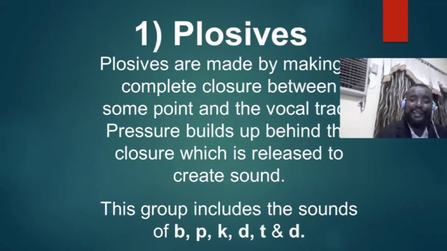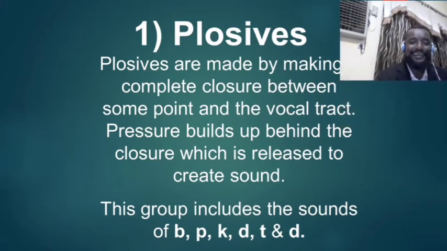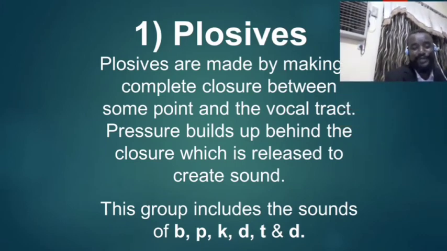Plosives are made by making a complete closure. Closure comes from close. So, some point in the vocal tract, okay? Pressure builds up behind the closure, which is released to create the sound. To illustrate this, the plosive group includes six sounds.